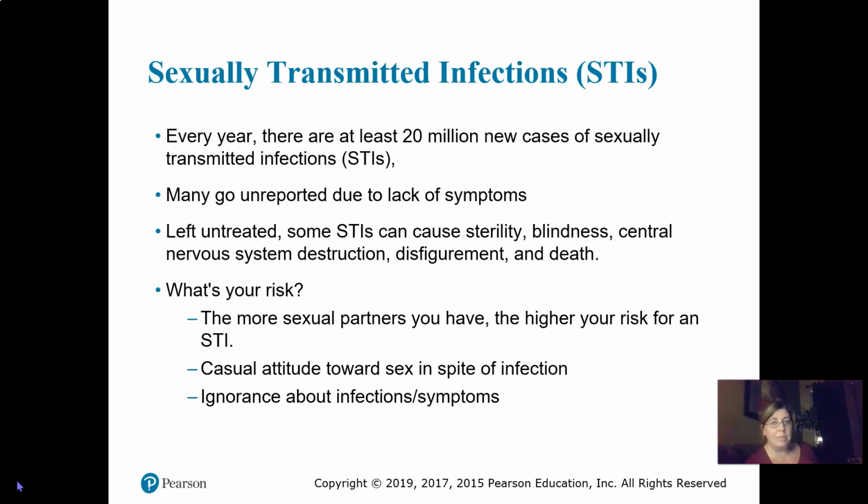Every year, there are at least 20 million new cases of sexually transmitted infections, which are very preventable. Early symptoms of STIs are often mild and unrecognizable and go unreported. If they're left untreated, they can cause sterility, blindness, central nervous system destruction, disfigurement, and death. The more sexual partners that you have, the higher your risk for an STI.